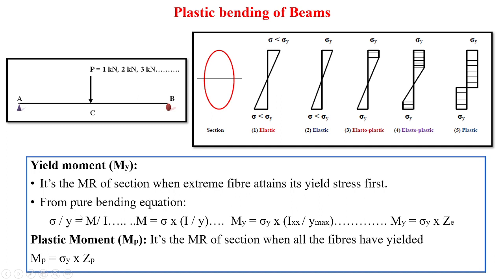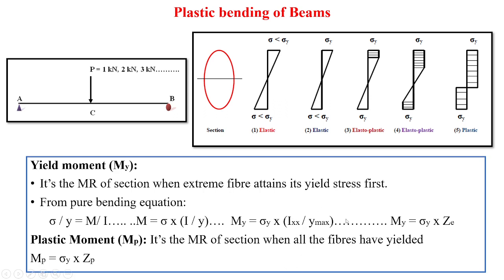Now from strength of materials we know the pure bending equation, that is sigma by y is equal to M by I. Therefore obviously M is equal to sigma into I by y. Therefore My, that is the yield moment, is sigma y, that is the yield stress, into Ixx, that is the moment of inertia about the horizontal neutral axis, divided by y max, where y max is the distance of the extreme fiber from the neutral axis. Therefore we can write My is equal to sigma y into Ze, where Ze is the elastic section modulus. We have learned it in strength of materials, and it is defined as the ratio of Ixx by y max.